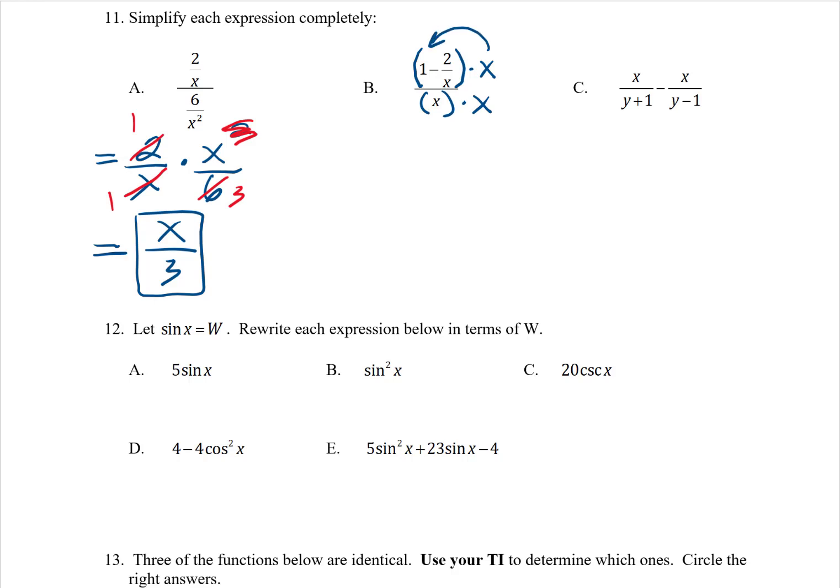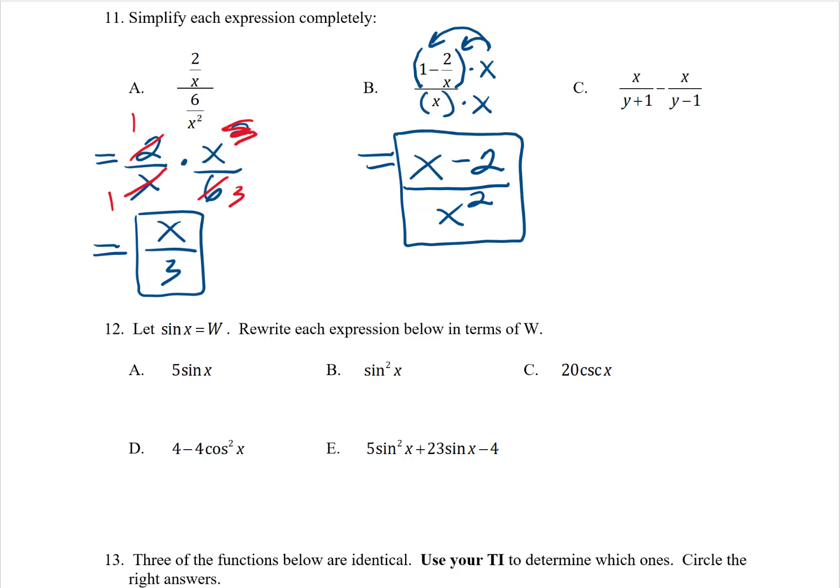On the top, I have some distributing to do. x times 1 would just be x. 2 over x times x, the x's would cancel, leaving me with just 2. And then x times x on the bottom would be x squared. Can I take this any further? Well, unfortunately, x minus 2 doesn't factor, and I don't have any x minus 2's on the bottom, so this is as simple as it gets.